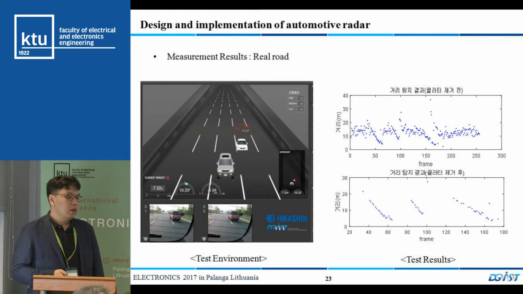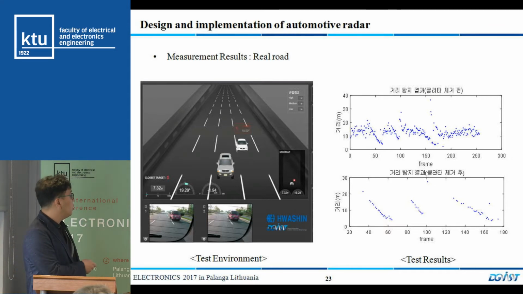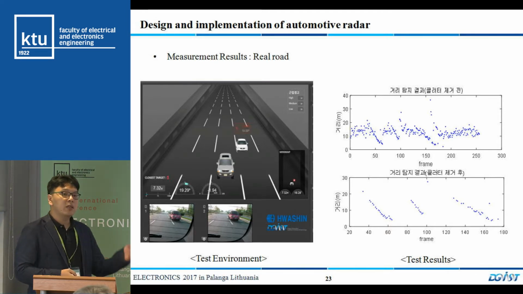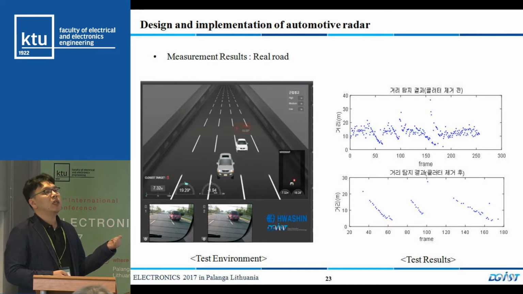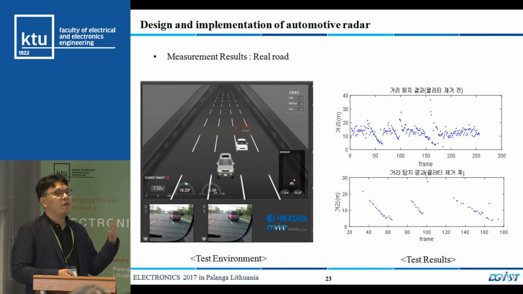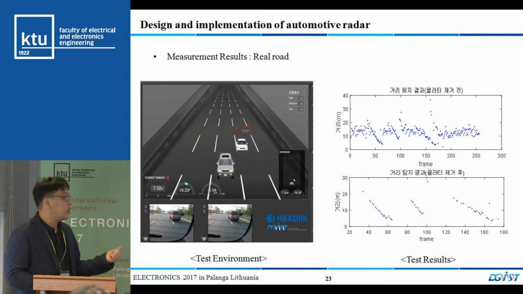And lastly, we did the experiment in a real situation, the environment. We obtain the clutter and the moving target, all kinds of things. But we have the clutter removal algorithm. We obtain just the moving target in the real situation. This algorithm works within 50 milliseconds in the embedded system.